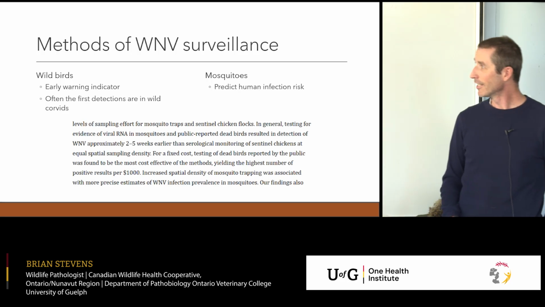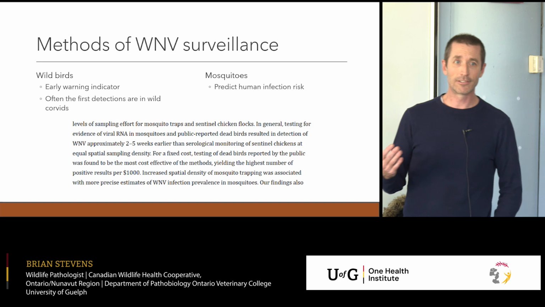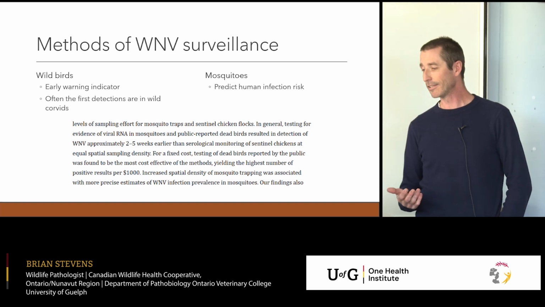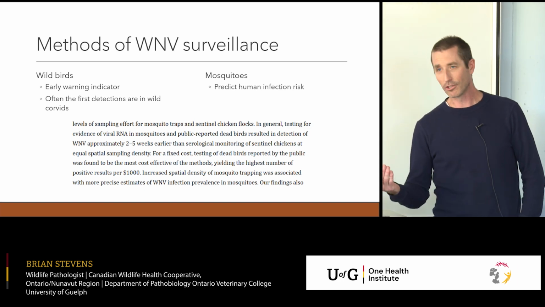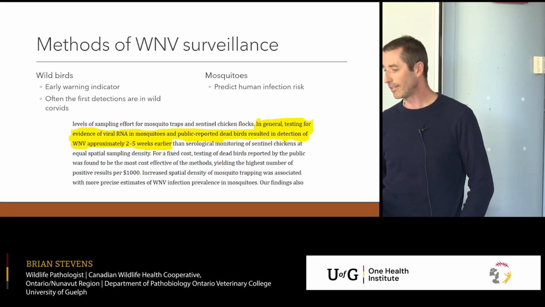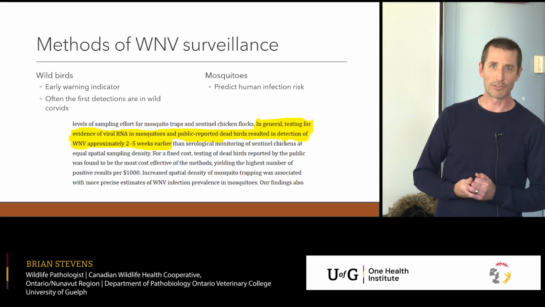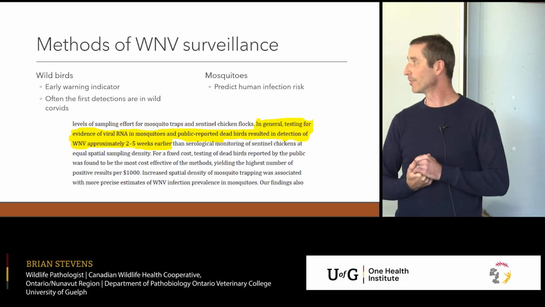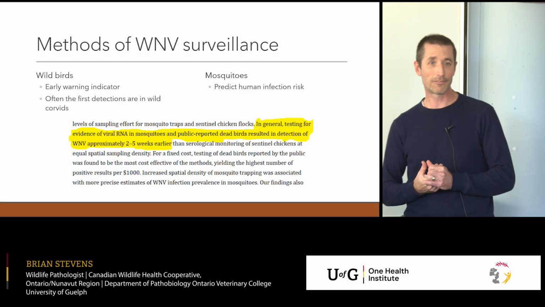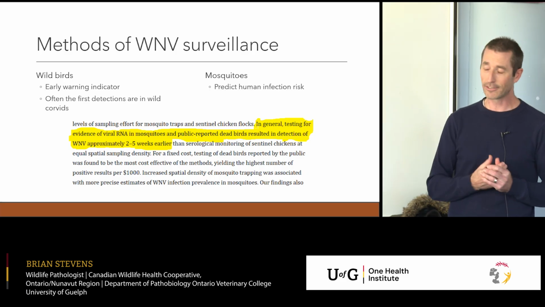So I looked at kind of what has been done in other regions. So other people have looked at the wild bird surveillance, they've looked at mosquito surveillance, and they've looked at things like sentinel chicken flocks. So one of these papers did look at them and did find that a combination of the wild bird surveillance and the mosquito pools did allow for detection of the virus about 2 to 5 weeks earlier than was seen with the sentinel chickens.